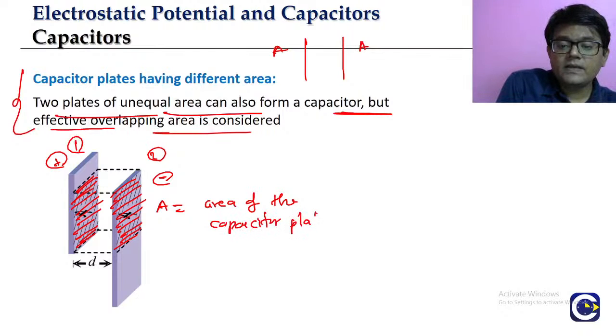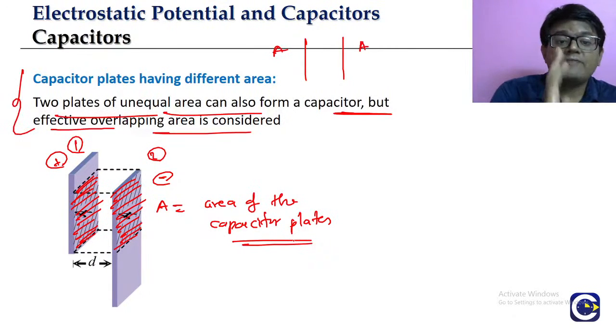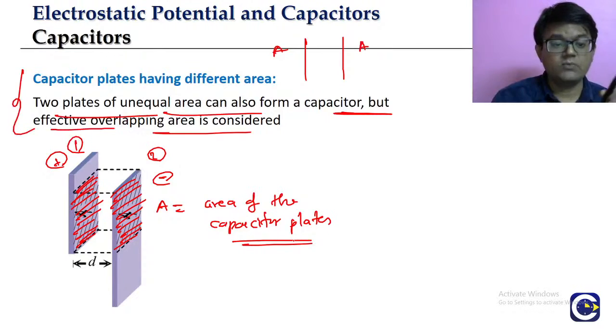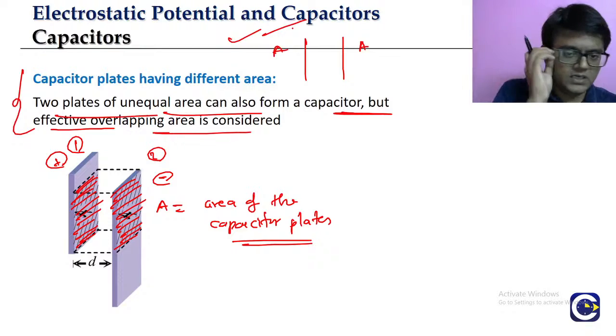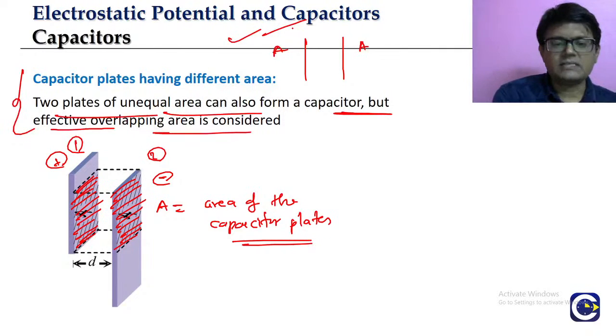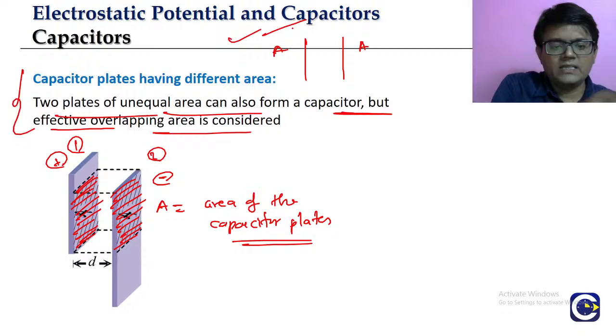When the plate areas are different, we will look at the effective overlapping area. So this is how we look at capacitors having equal or unequal plate areas. But maximum we'll have only the parallel plate capacitor with equal area, and that is where we need to focus. Just as an idea, what we are going to do is consider the effective overlapping area as the area of the capacitor plates.